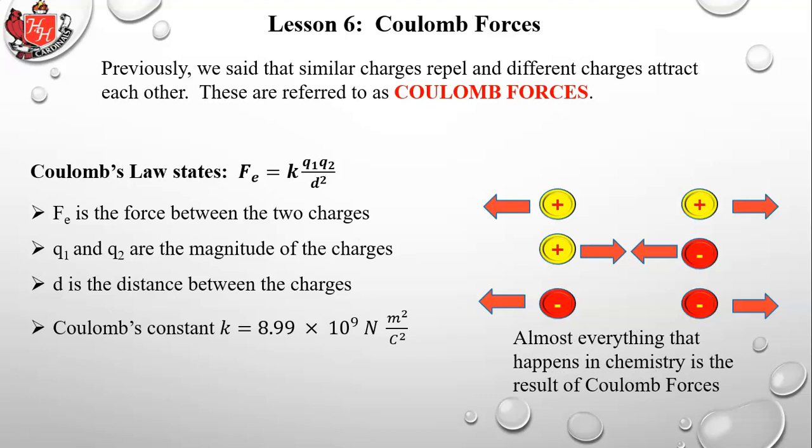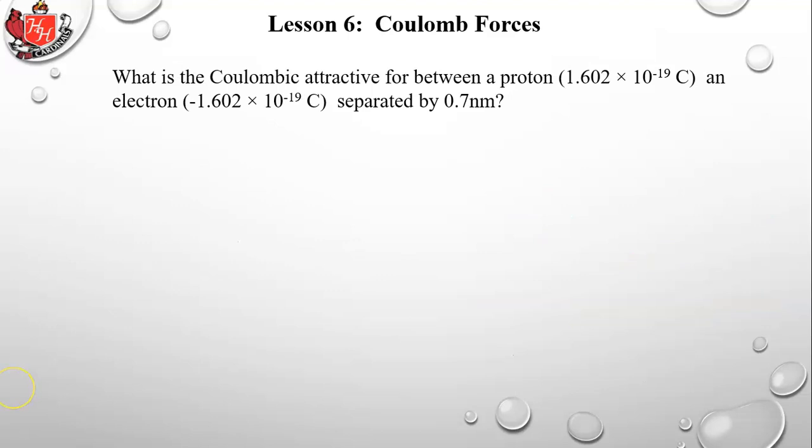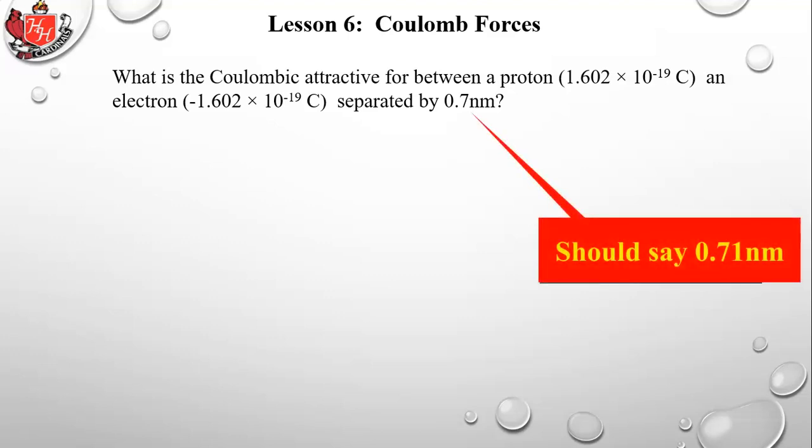So almost everything that happens in chemistry is the result of Coulomb forces. Okay, so let's look at an example. What is the Coulombic attraction between a proton, and there's the charge on a proton, we mentioned that number in an earlier lesson, and an electron, which has the same exact charge as a proton, just in the opposite direction, a negative, and they're separated by 0.7 nanometers. So this will be an example of how you're going to use scientific notation in problems, and a little illustration of how to deal with it. It looks a little scary at first, it just takes some practice.